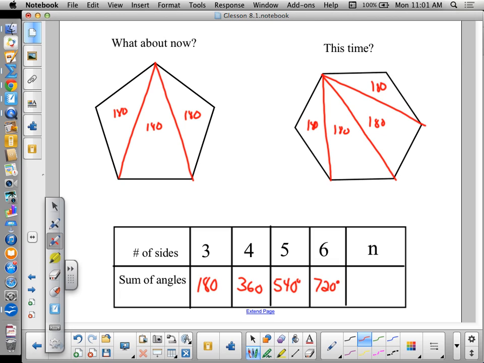So if I have n sides, I have n minus 2 triangles, times 180 degrees per triangle. So that's where that formula comes from that you put in your note card, and that's going to be the important formula. That's the sum of the interior angles of a polygon. If I add up all the interior angles, that's how I find the sum for all the interior angles.